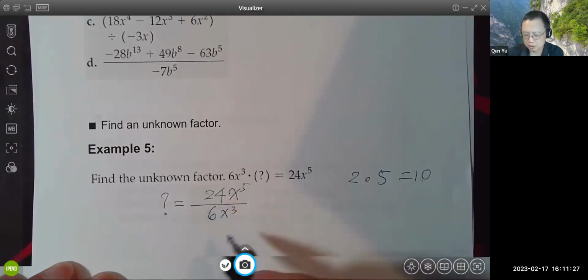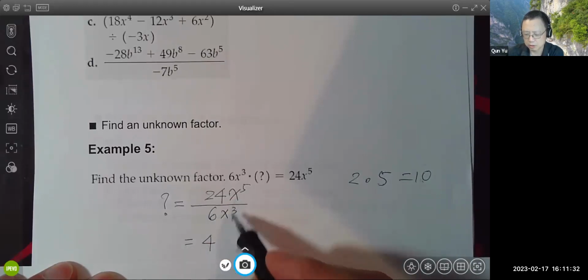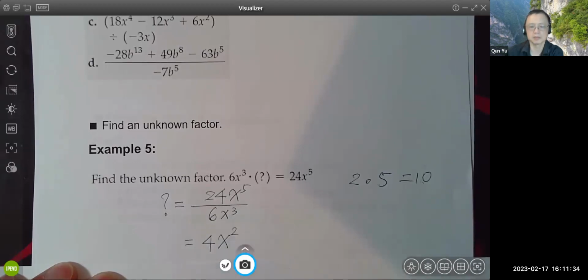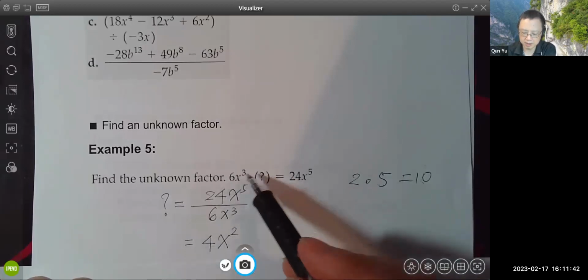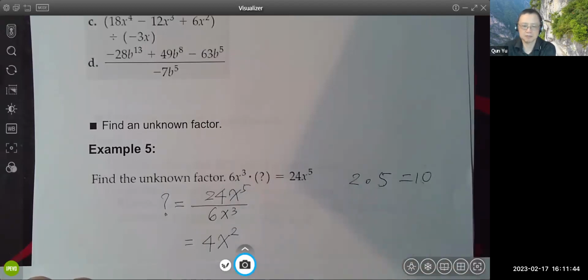Now 24 divided by 6 is 4. X cubed canceled, you got 2 more x left on the top. So that's our final answer. If you want to double check, replace the question mark with 4x squared and multiply them together, you'll get this product, if your solution is the correct one.